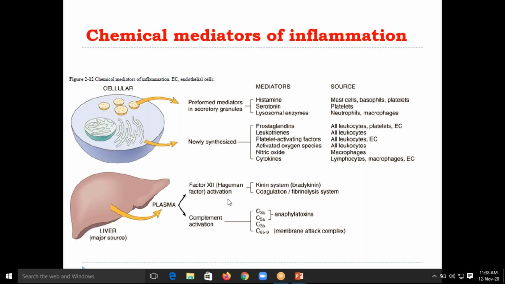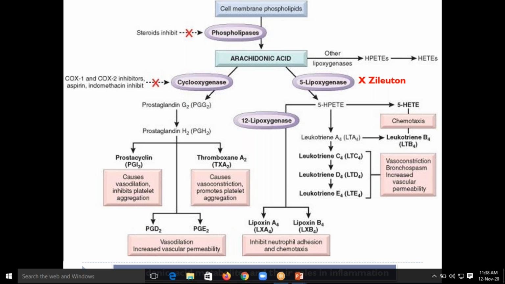And factor 12 and the coagulation factors, you know that the coagulation factors are synthesized in the liver, and they will be there in the plasma, and they act wherever there is a site of inflammation. Apart from the coagulation cascade, there is one more system, the complement system. Again, these complement factors are synthesized in the liver, and they act at the site of inflammation. So these are the various chemical mediators which play an important role in inflammation. Let us see where they are derived from, how they act, and all those things.